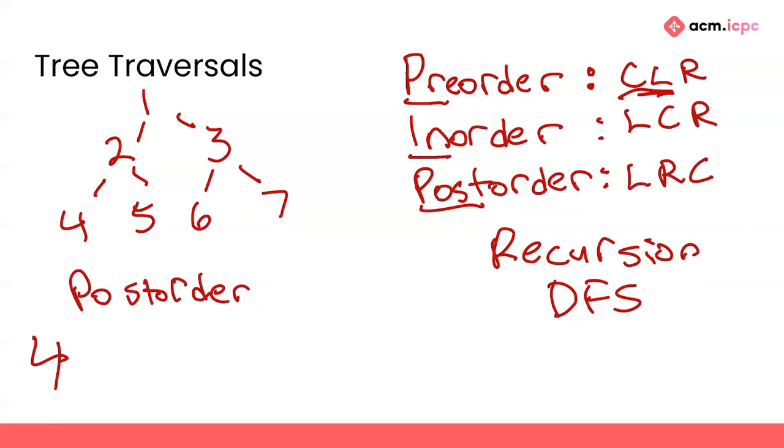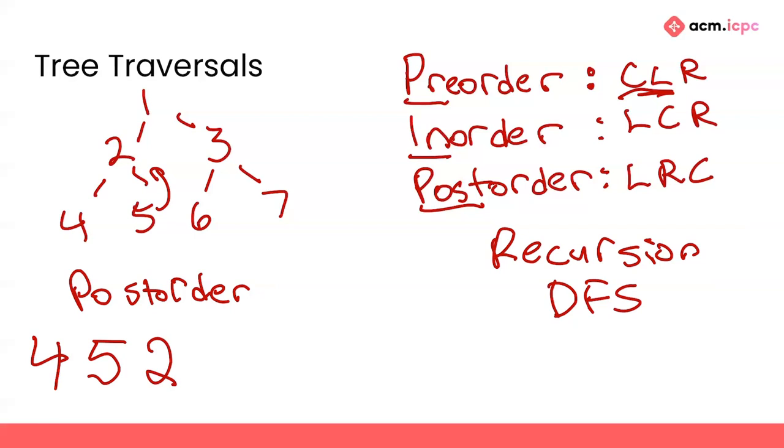Once again, we backtrack to 2, but we don't print 2 just yet. We want to still visit its right subtree. And so we end up printing out 5. Then after that, since we printed out both the left and right subtrees of 2, we can then go back from 5 up to 2 and print 2. Is everyone good up until here? 4, 5, 2. All right.